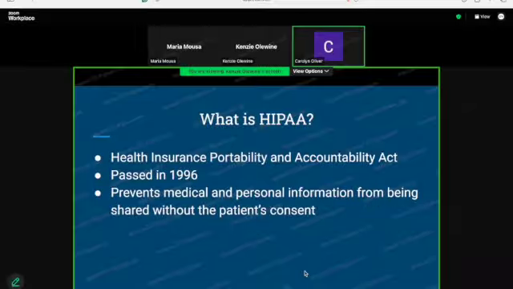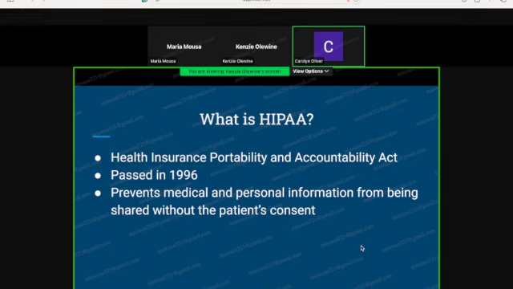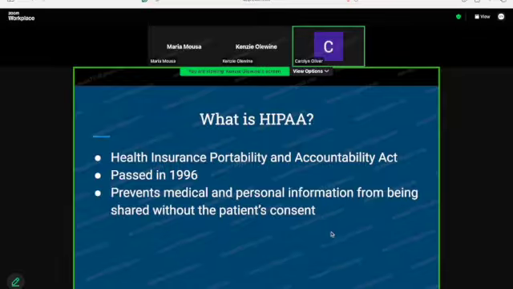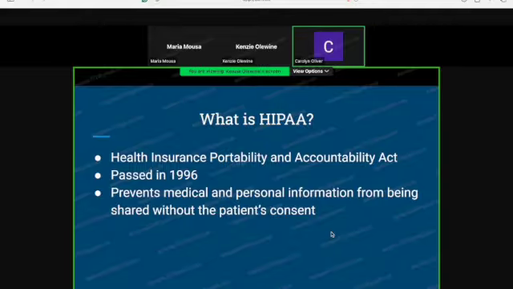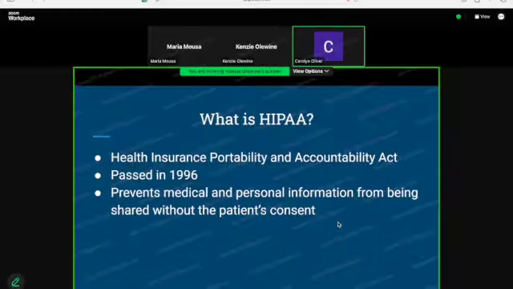So, just a quick overview of what HIPAA is. HIPAA stands for the Health Insurance Portability and Accountability Act. It was passed by Congress in 1996. And overall, to simplify it, it just prevents medical and personal information from being shared without the patient's consent. So, this can be in a healthcare setting between a patient and their provider or their care team, or it can be in a research setting with human subjects.